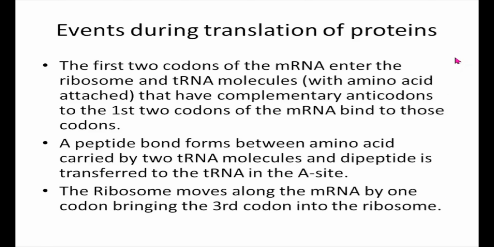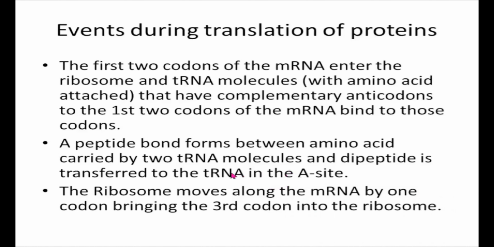So during translation of proteins, the first two codons of the mRNA enter the ribosome, and tRNA molecules with amino acids attached, that have anticodons complementary to the first two codons of the mRNA, bind to those codons. A peptide bond forms between the amino acids carried by the two tRNA molecules, and the dipeptide is transferred to the tRNA in the A site.